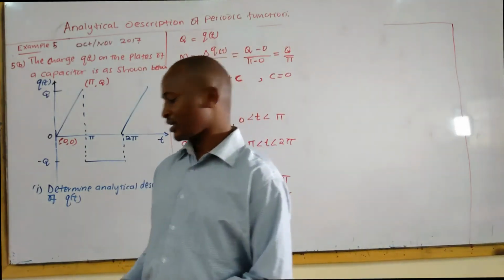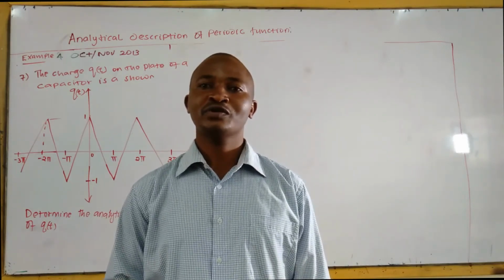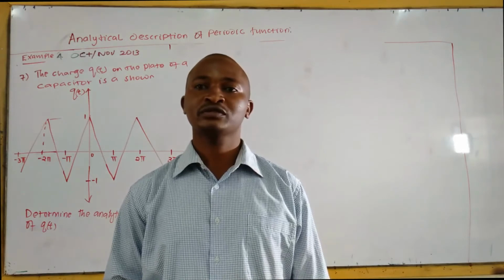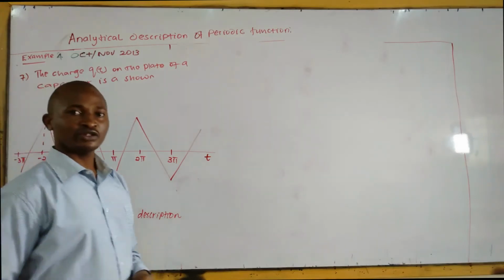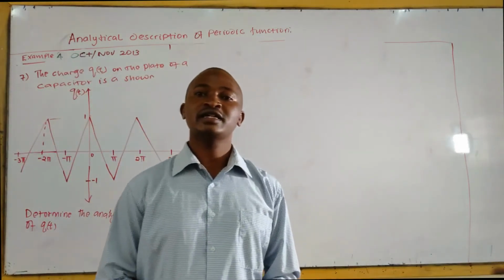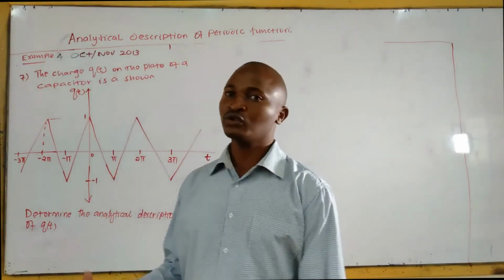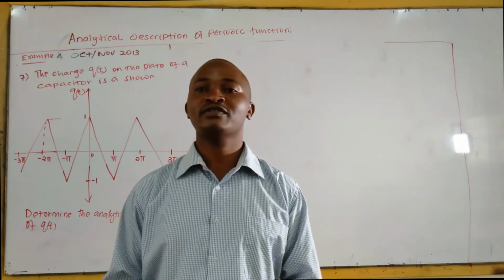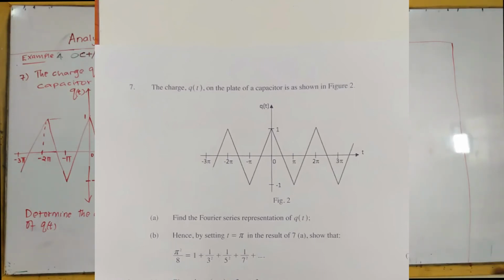Let us look at one more example. In our last example, we are also going to look at a KNEC past paper question. That is October-November 2013. In this question, you are required to determine the Fourier series representation of the charge on the plate of a capacitor. Though you are not told to determine the analytical description of the function, you definitely require to determine it. Therefore, you are only going to do the analytical description and leave the rest to a later stage.